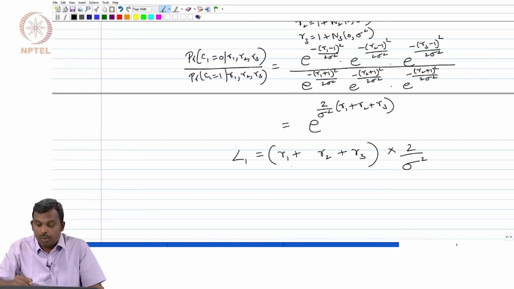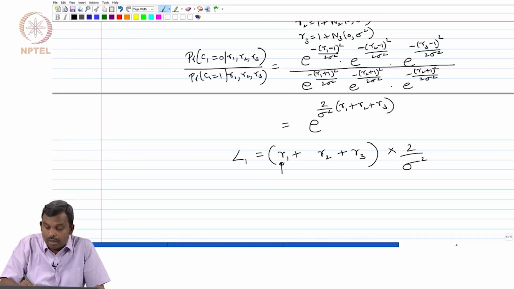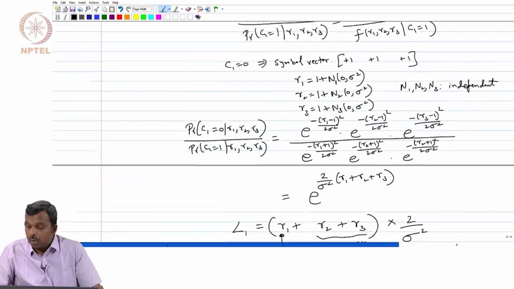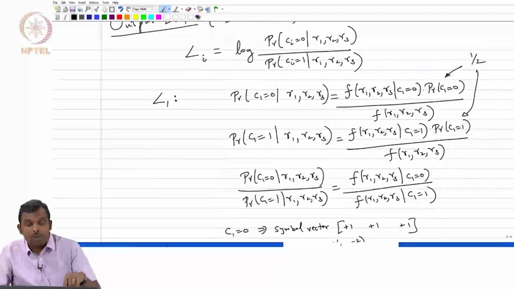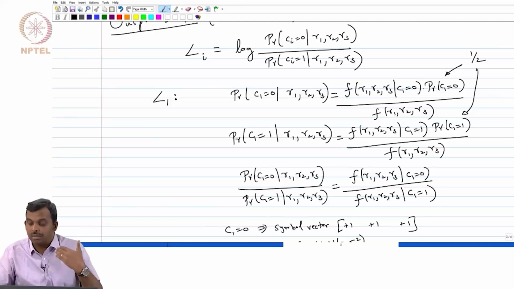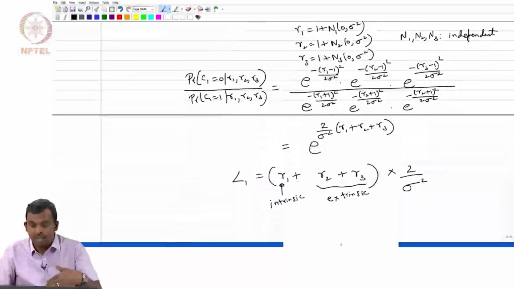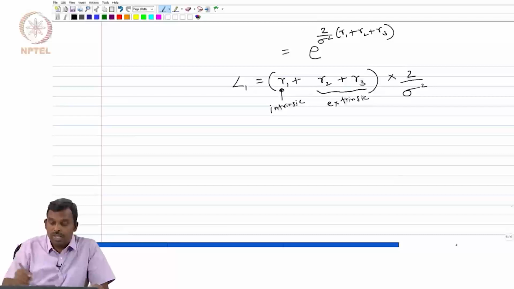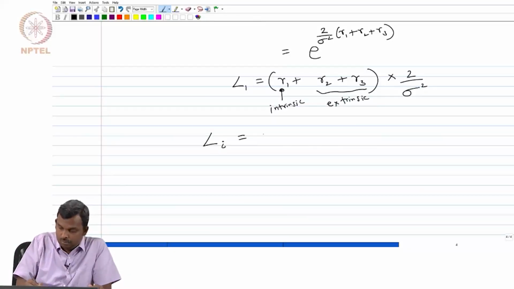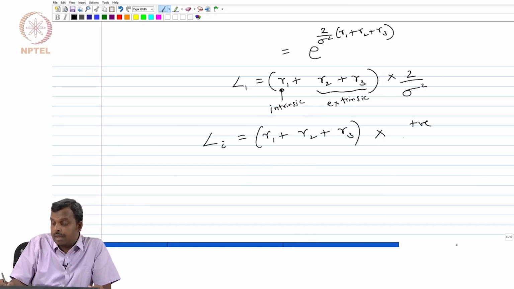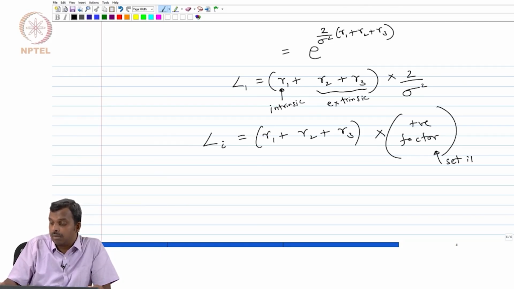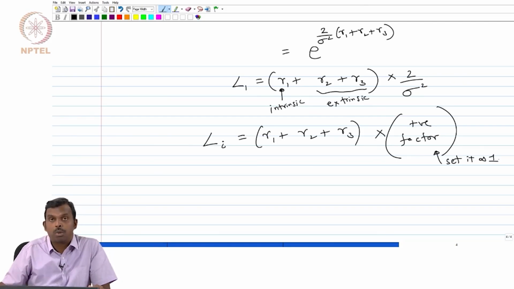Okay. So, clearly you can identify the extrinsic and intrinsic parts now. This is the intrinsic, these two are extrinsic. Okay. So, go back and look at what I did, and if you want to put L2 instead of L1, you will get exactly the same calculation. Nothing will change, eventually L2 will also become the same thing. So, finally, one can write down that Li can be taken to be R1 plus R2 plus R3 times some positive factor, which, like I said, we will set as 1. Okay. So, we do not bother about that positive factor.